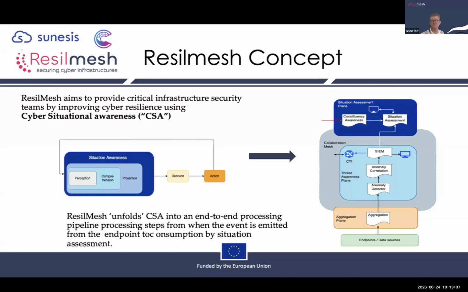So at the beginning, we have the data coming from the end nodes. We go through aggregation, we go through threat analysis, threat awareness rather, situation assessment. And what we don't show here on the top is our operations plane. Underpinning those, we have something called the collaboration mesh, which serves to have better interwork between all the components. And it's really about the collaboration mesh that we want to speak today.